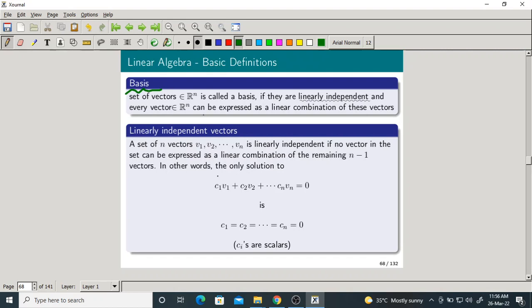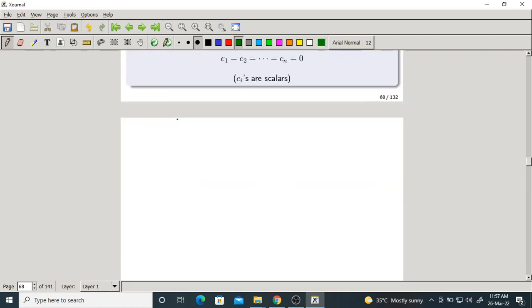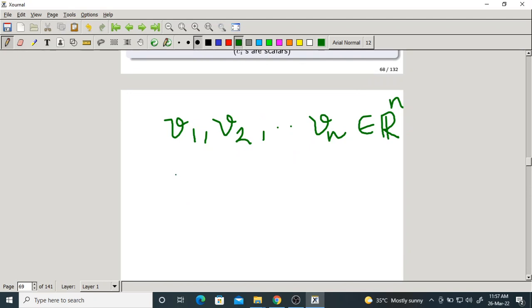The first and foremost condition to be satisfied is linear independence. A basis means a set of vectors belonging to Rn. Suppose V1, V2, so on, Vn are a set of vectors which belong to Rn. Belonging to Rn means they are vectors of n dimensions whose elements are real.